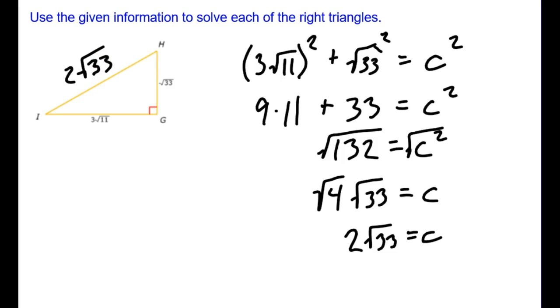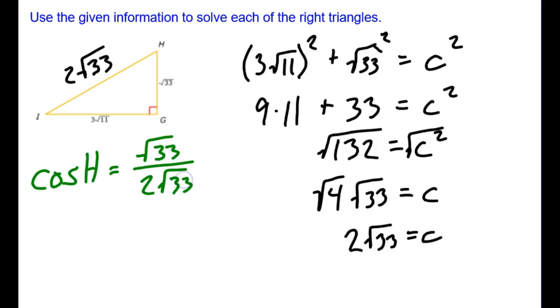Now we're going to use a trig ratio in order to find one of the acute angles. So I'm going to use cosine of angle H, which will be equal to the adjacent over the hypotenuse, which is radical 33 over 2 radical 33, which would simplify down to 1 over 2. So we have the cosine of H is equal to 1/2.